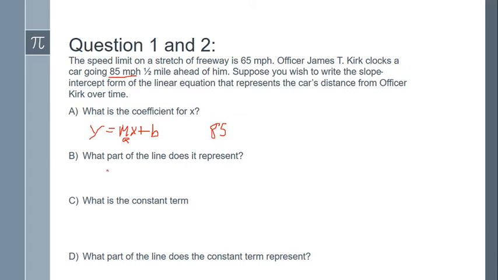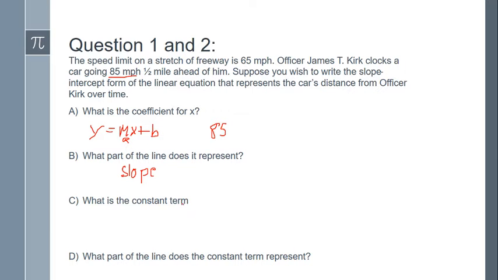Now we can see that this represents part B here, the slope, because remember m, the coefficient of x, also represents the slope in a linear equation. All right, so that's question 1 in your project.